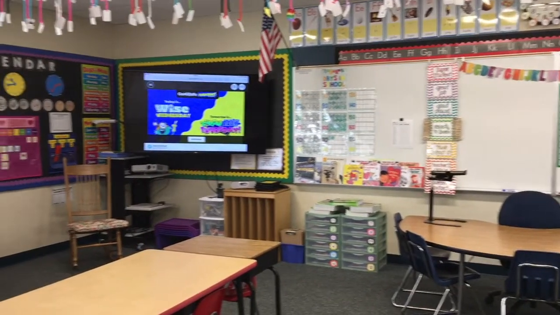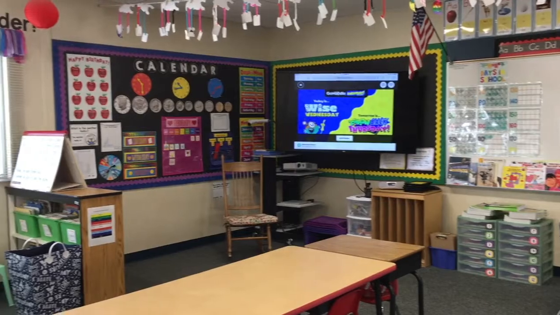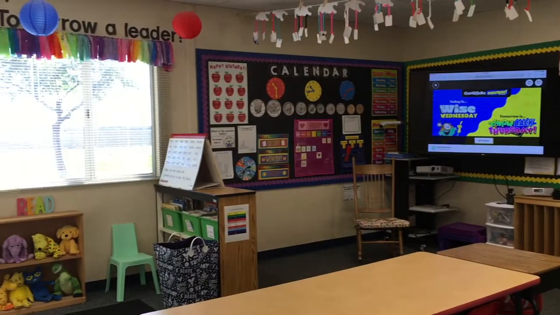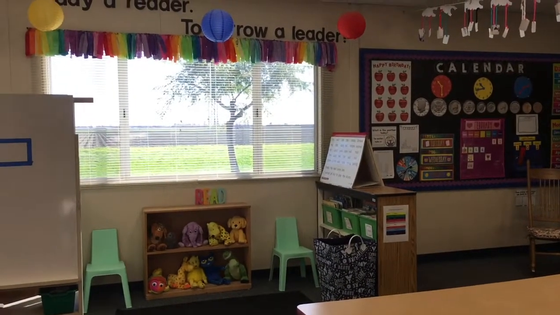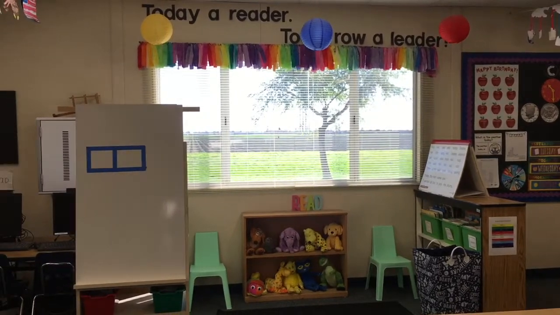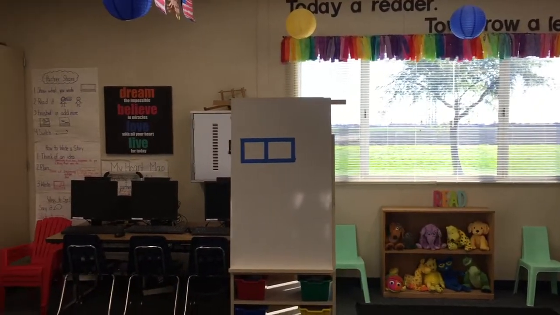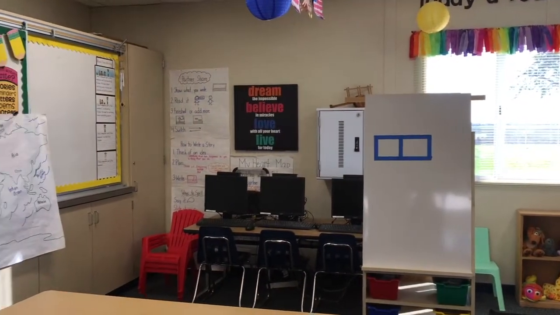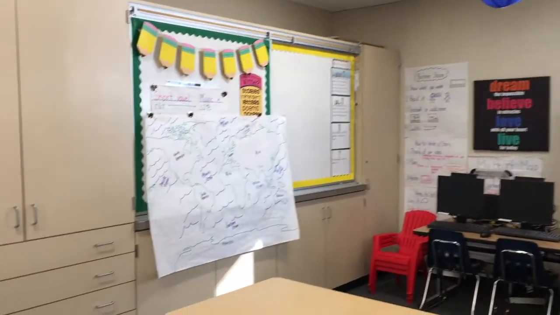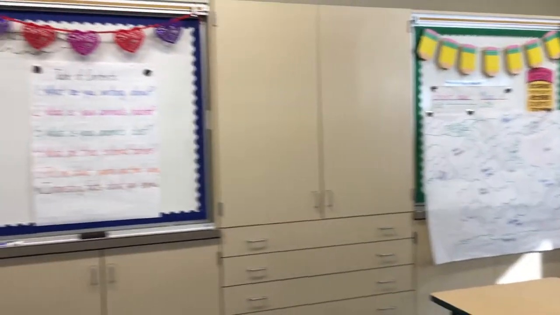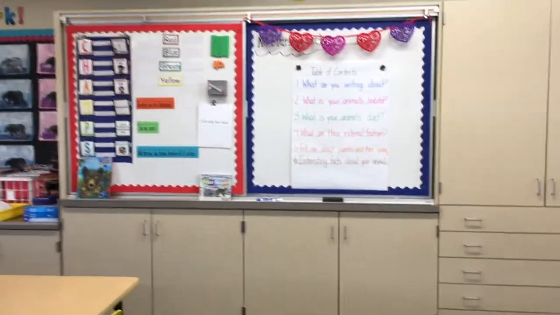This is our calendar and reading corner, and it moves into our classroom library with the stuffed animals for reading buddies. And over in this corner I have the computers I would love to get rid of because they don't get much use. Here's the whiteboard with anchor charts for learning continents and oceans and about our animal reports.